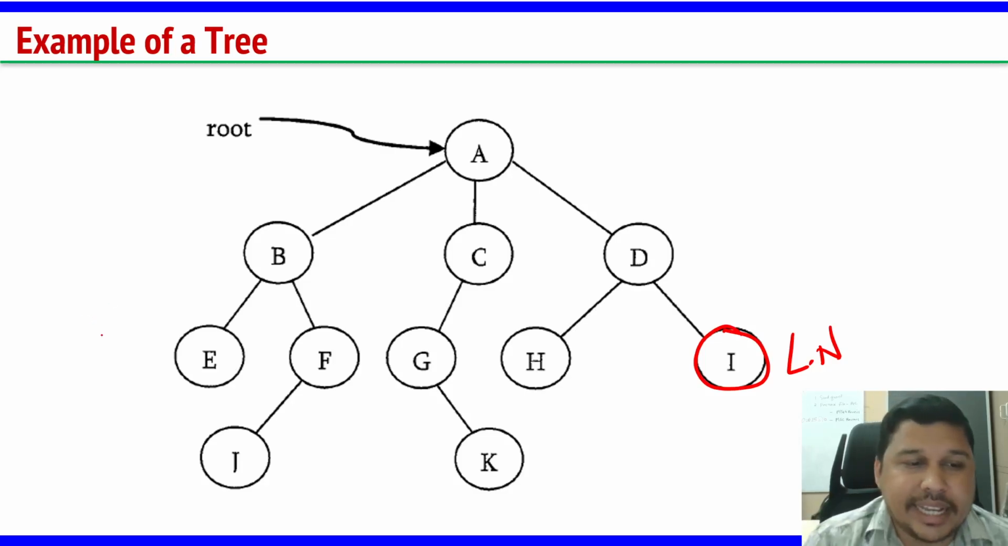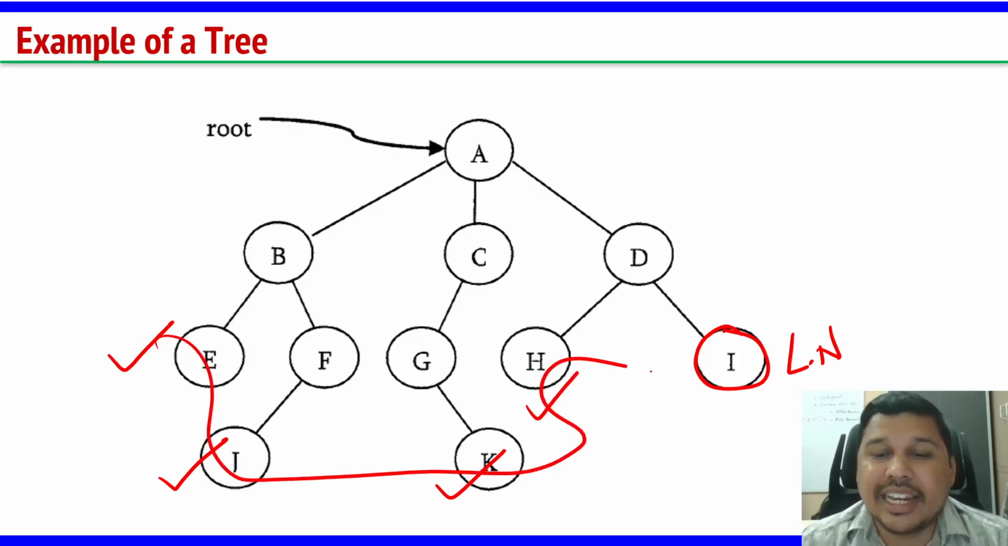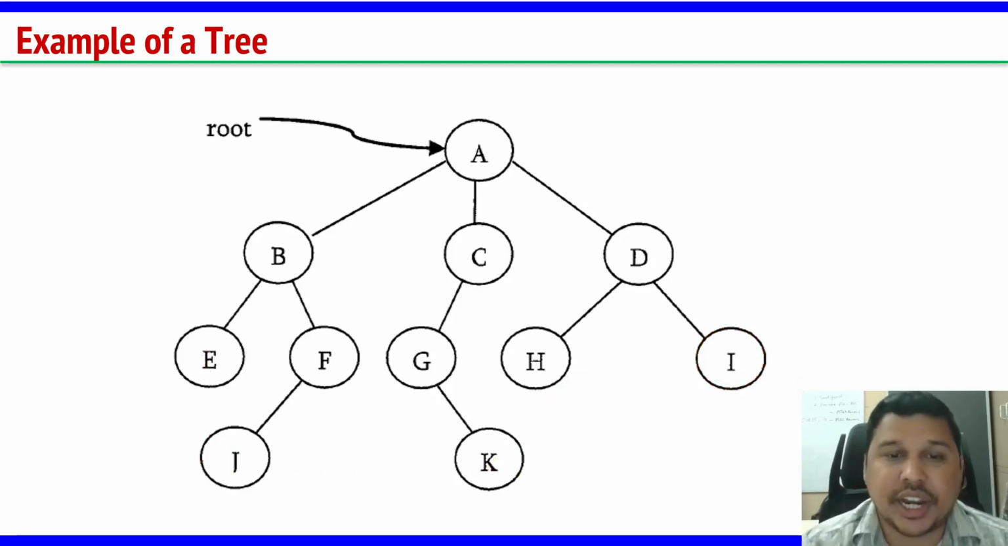The nodes E, J and K have no children, right? H has no children, I has no children. All these nodes are the leaf nodes because they don't have any children.